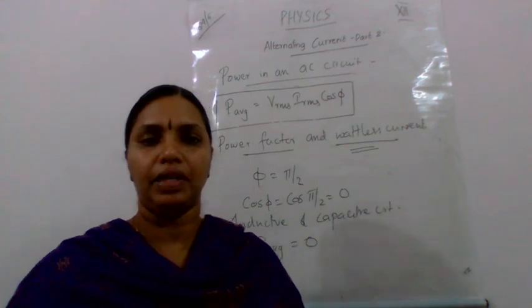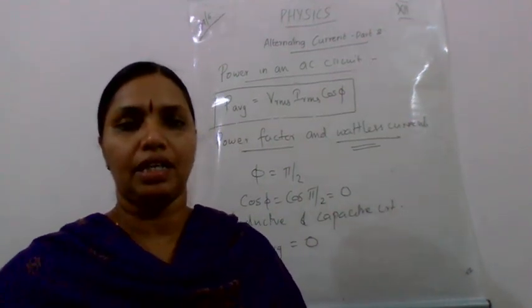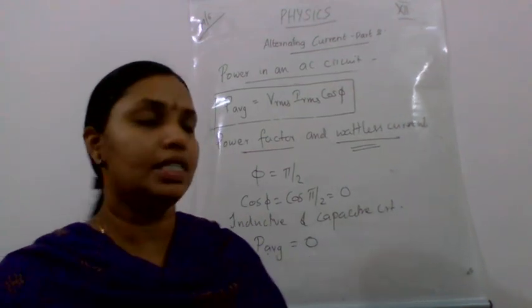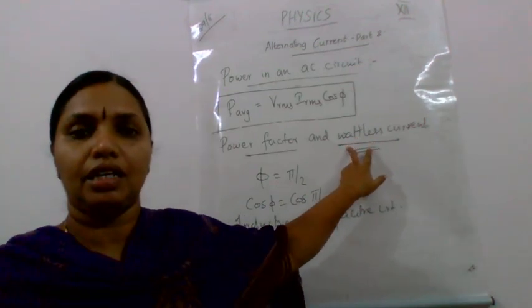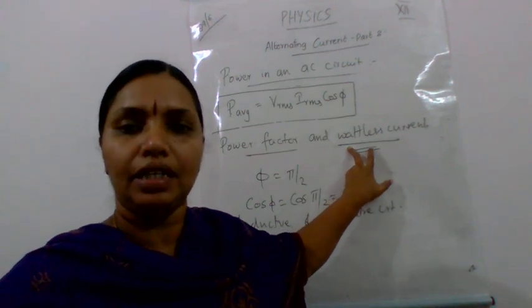So write down the next question: Define wattless current, or what is wattless current? Wattless, W-A-T-T-L-E-S-S, wattless current. That is no power. It is the current through an inductor and a capacitor.